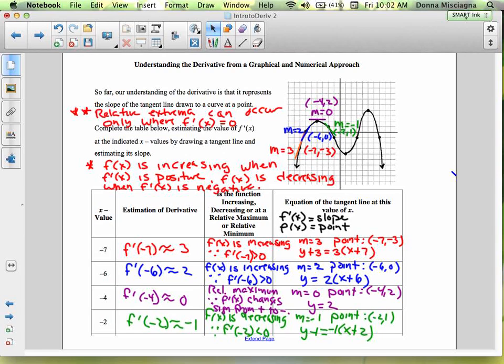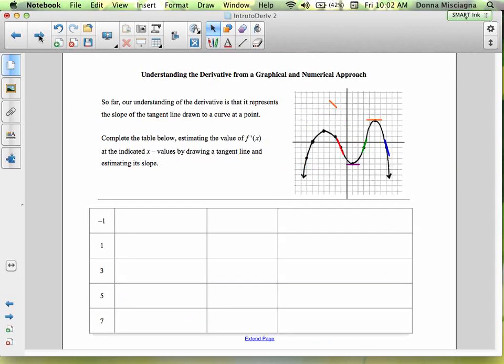So I hope this is really starting to bring the derivative to life, right? Helping you understand what the derivative actually means and what it tells us. It tells us a lot. We've only just begun interpreting the derivative. Same graph. Now we're just on the other numbers.